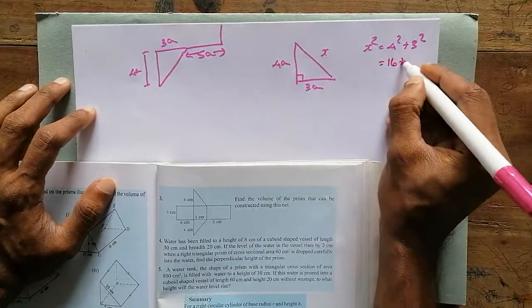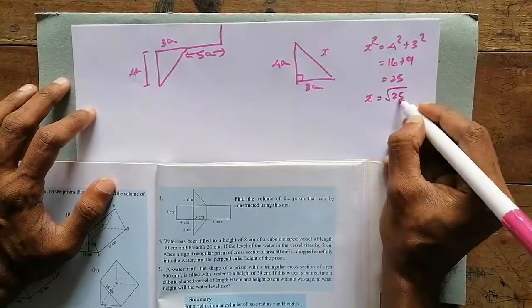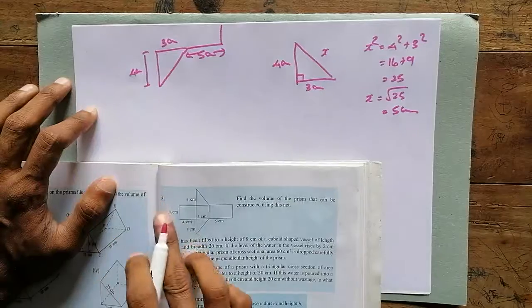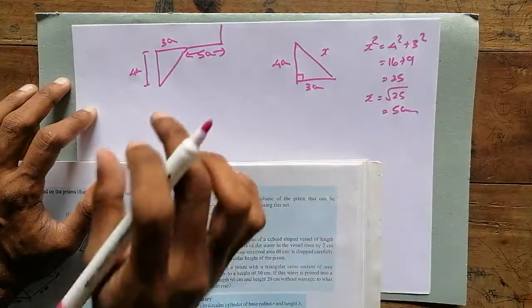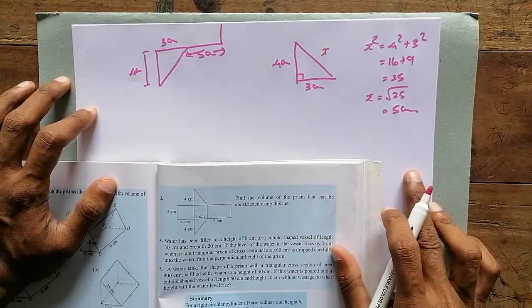So it is 16 and 9, so it is 25. So XK equals the square root of 25, it's 5 centimeter. With these values, using the Pythagoras theorem, we can prove this is a right angled triangle.